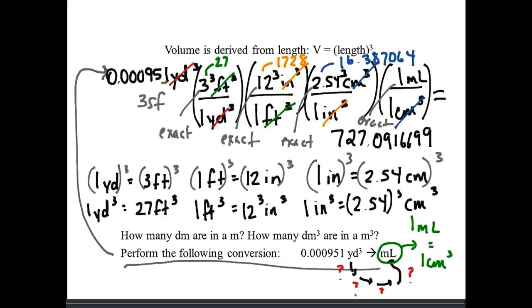All of these conversions are exact, which means that our final answer needs to be rounded to 3 sig figs, which is the number in the original number that we're given. Okay, so we need 727 milliliters, and that is my final answer. And that's going to be the last calculation we do.